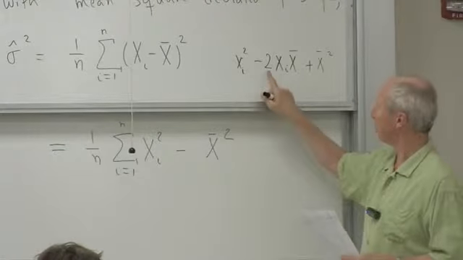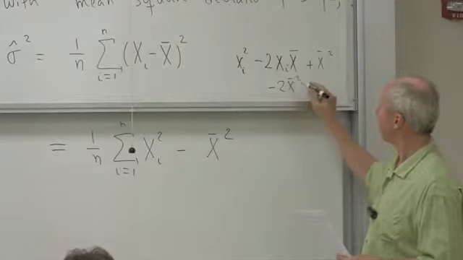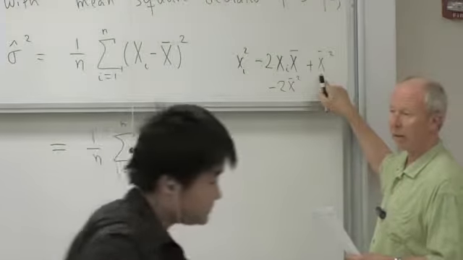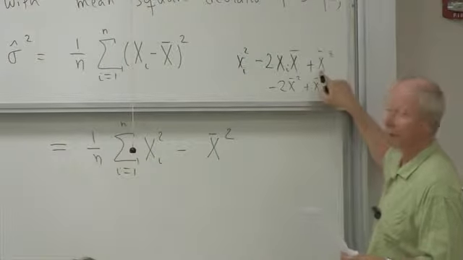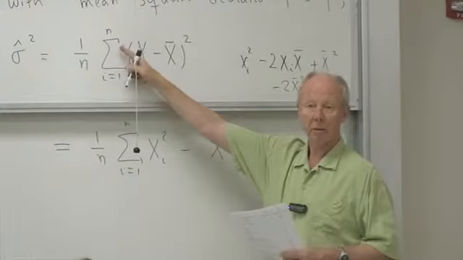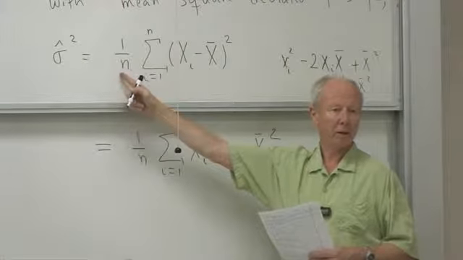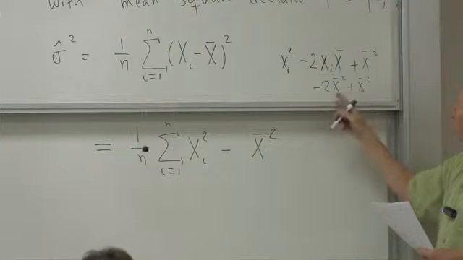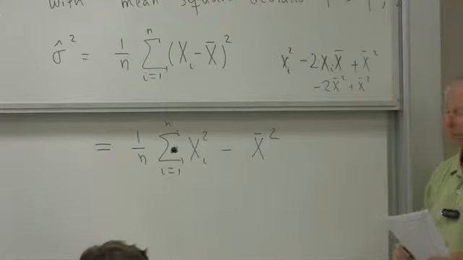X bar. So this would give rise to a minus 2 x bar squared, and then we have a plus x bar squared. See, we add up this term how many times? Well, n times, but then we get n times x bar squared, but then we divide by n, and we wind up with just x bar squared. So what happens when we combine these two together? You get that. Okay?